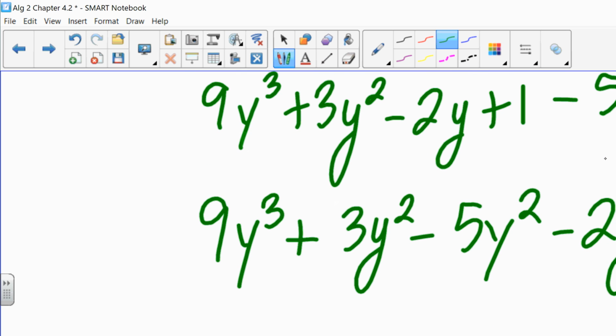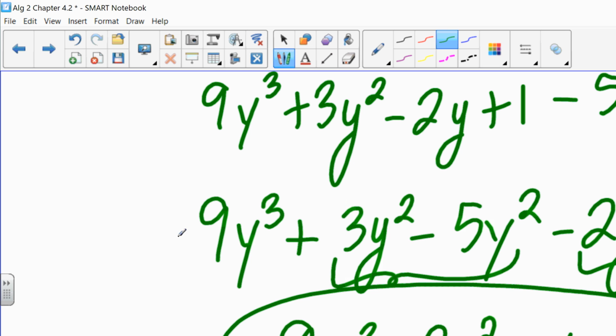We don't have to do this step, because we could go on and just combine the like terms from the step above. 3y squared minus 5y squared is negative 2y squared. We have negative 2y plus y is negative y. And lastly, 1 minus 4 is negative 3. So we could have gone from the step where we dropped the parentheses straight to combining like terms. We didn't have to rearrange it. But if putting the like terms next to each other before combining is helpful, do it. If not, you don't have to.